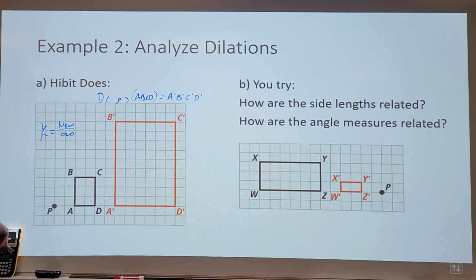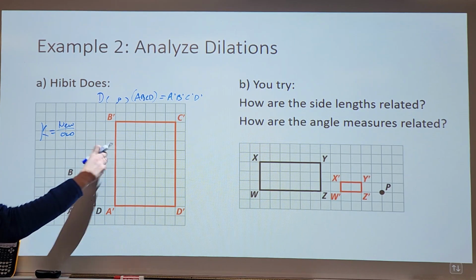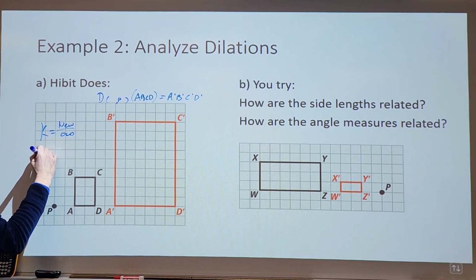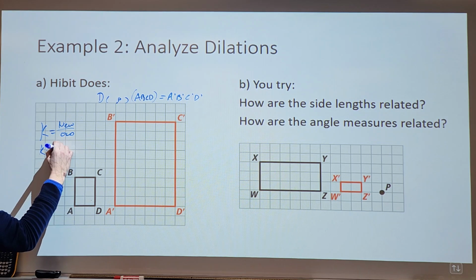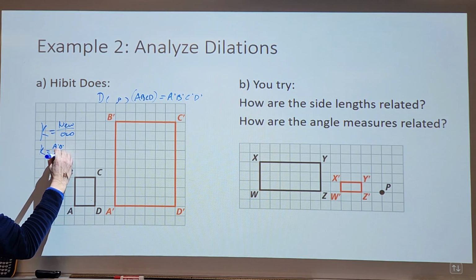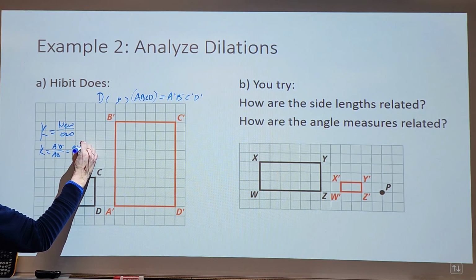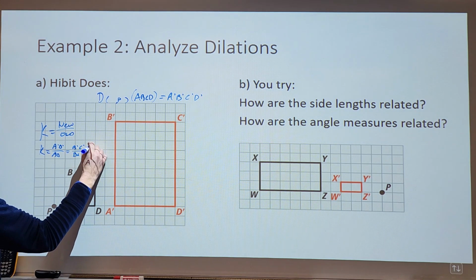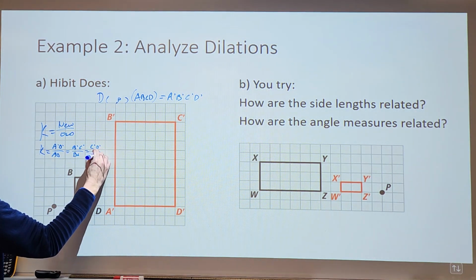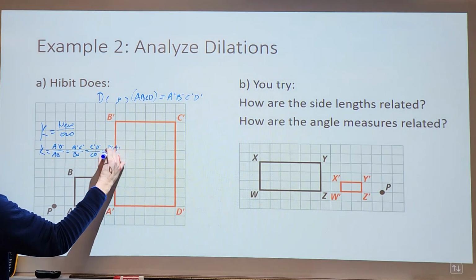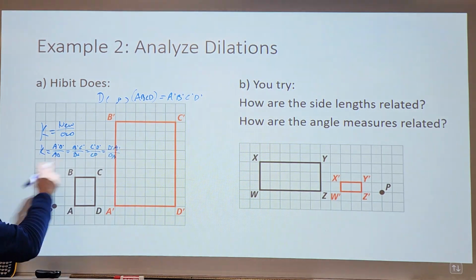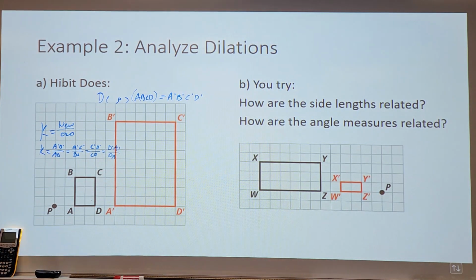And we can confirm, and should confirm, that it is a constant for each one of these. So K is going to equal A prime B prime over AB, which is the same as B prime C prime over BC, the same as C prime D prime over CD, the same as D prime A prime over DA. This should be the same ratio. It's not going to be the same numbers, but it's all going to simplify to be the same amount.